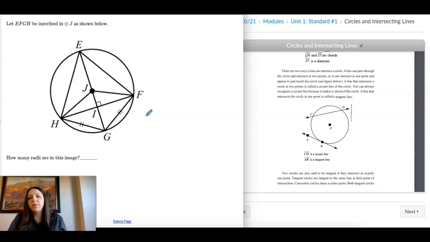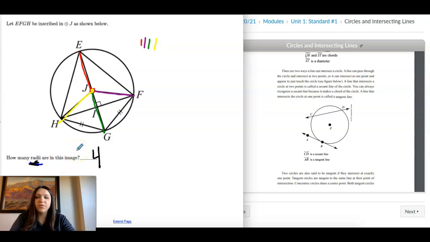All right, so here we have a shape inscribed in circle J. We want to count the radii, so the radius. Remember, the radius comes from the center point out. So we just have to count. There's 1, I'm going back to the center and I'm finding every line. There's 2, center, 3, center, 4. So I would type in 4 on that one. And radii is just the plural of radius. So there's 4 radii.